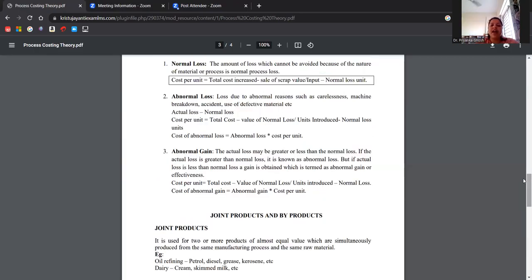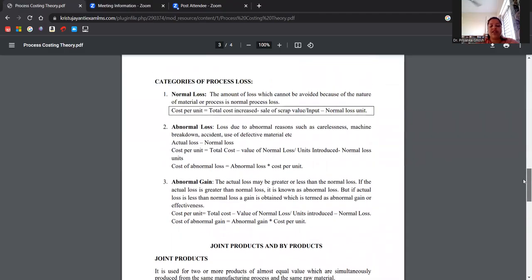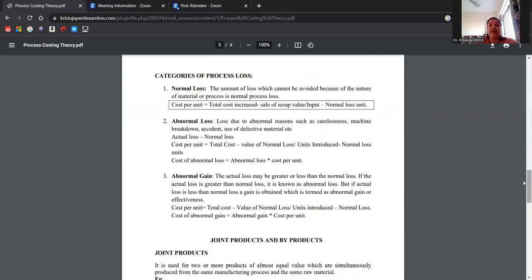Normal loss and abnormal loss we record on the credit side of the process account, but abnormal gain we record on the debit side of the process account. Normally a process account has two sides, debit and credit. On the debit side, we record all the expenses, and on the credit side, we record normal loss, abnormal loss, and then the remaining amount is transferred to the next process. That way, you can prepare process 1, 2, 3, and onwards. When we prepare the last process, the remaining amount is transferred to the finished goods account.